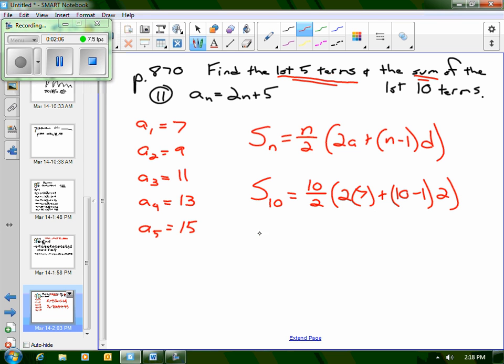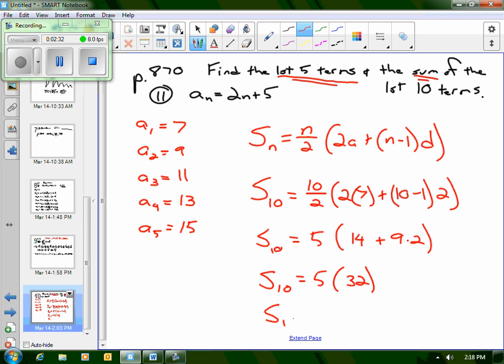So you can work through this. 5 times 14 plus 9 times 2. This is going to be 18, so that's 5 times 32, which is, what, 5 times 30 is 150, so that's going to be 160. So the sum of the first 10 terms added all together is 160.